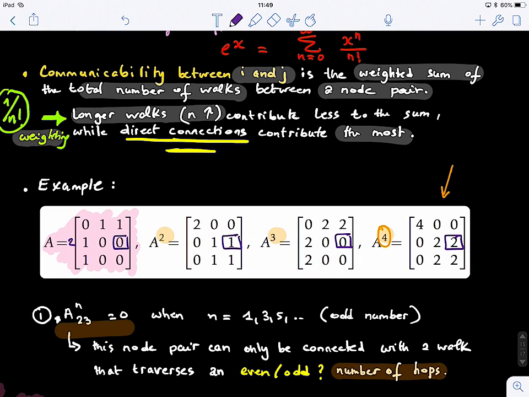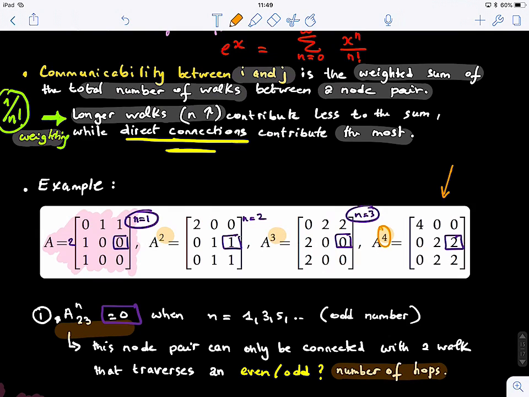So when n is equal to 1, and then 2 and 3. So when it's an odd number, it's set to 0. So what is the right answer? This node pair can only be connected within a walk. So we can only go from 2 to 3.